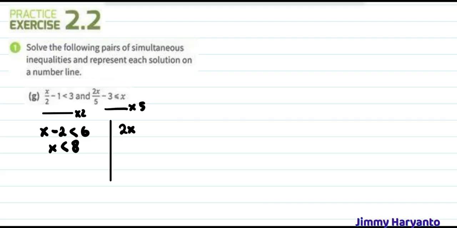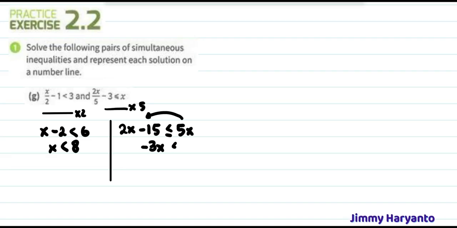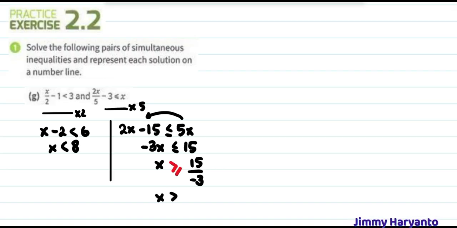So this one will be 2x. And then this one is 3 times 5 equals 15, less than or equal to 5 times x equals 5x. I will move the 5x to the left hand side. 2x minus 5x equals negative 3x. And then 15 goes to the right hand side, it will become plus 15. And then x is 15 divided by negative 3. You will do the division of negative numbers, that means you have to change the sign. So x is greater than or equal to negative 5.